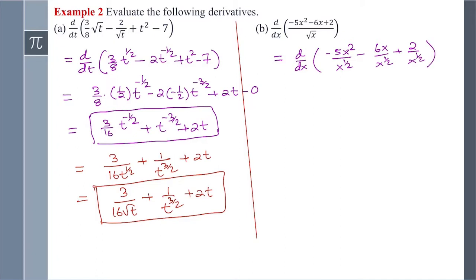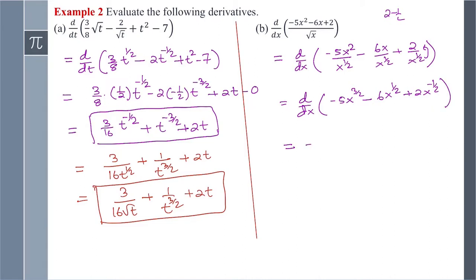Now let's put everything in the top. So d over dx, then we have minus 5x to the, so we have 2 minus 1 half when we simplify that, so we get 3 half here, minus 6x to the 1 half plus 2x to the negative 1 half, because we don't have x in the numerator. When we take that up here, that exponent becomes negative. So now we'll find the derivative.